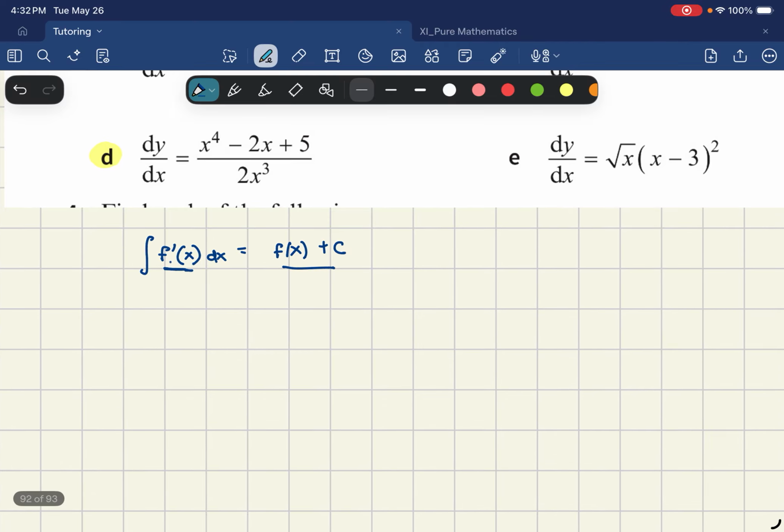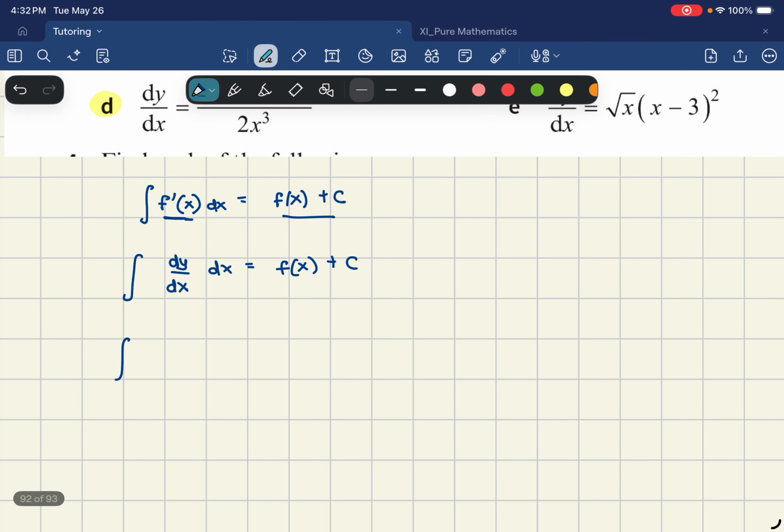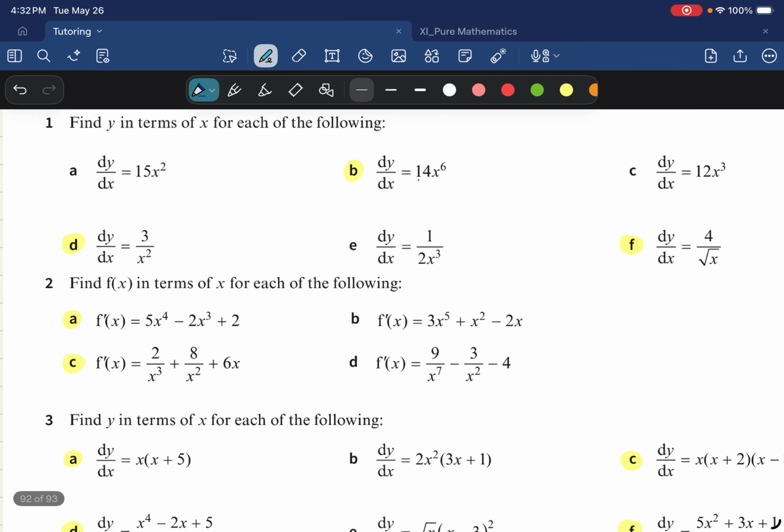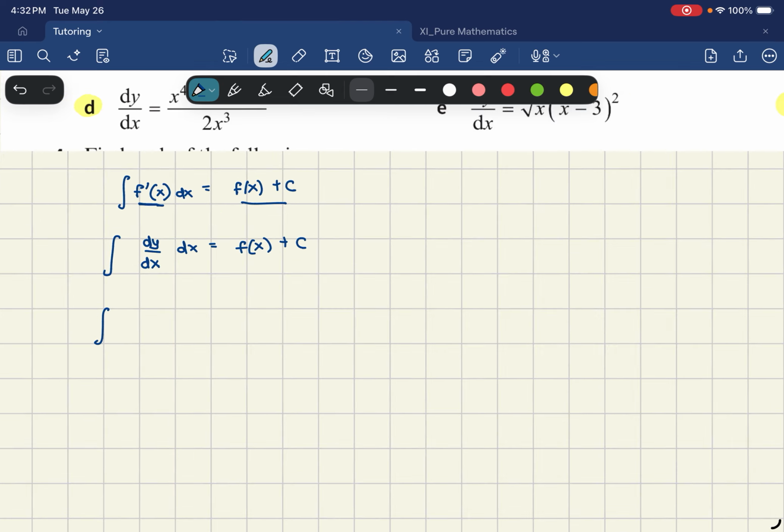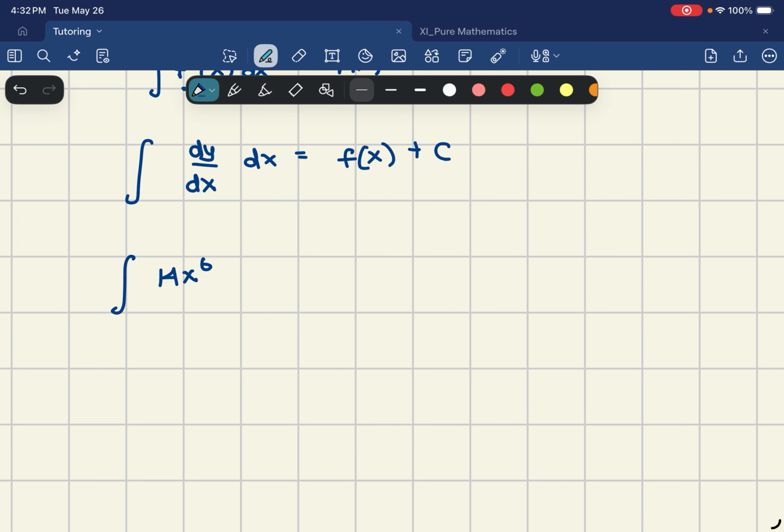So basically, f dash of x is just dy by dx. So what is dy by dx? dy by dx is given. It is this expression, 14x to the power 6. So that is going to be my antiderivative, f of x plus c. All right. So basically what I need to remember is that I need to get some function and I need to add some constant to it. So let's solve this.